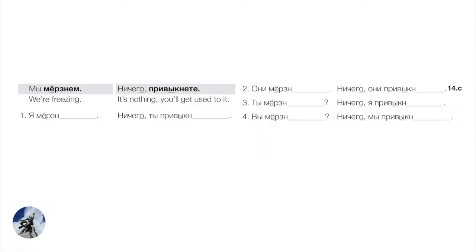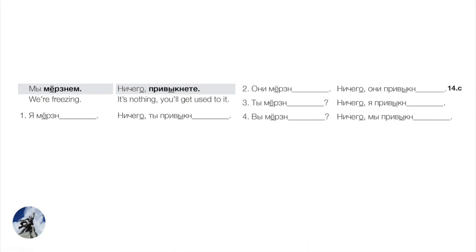Okay, let's do a quick exercise, just practicing some нуть verbs. Мы мёрзнем. Ничего, привыкнете. We're freezing. It's nothing, you'll get used to it. Again, привыкнуть is also perfective, so when we conjugate it, the forms are future tense in meaning. So two good verbs to practice for living in Russia: first, freezing, and also getting used to things, including the cold. Okay, I'm freezing. Я мёрзну. It's nothing, you'll get used to it. Ничего, ты привыкнешь.